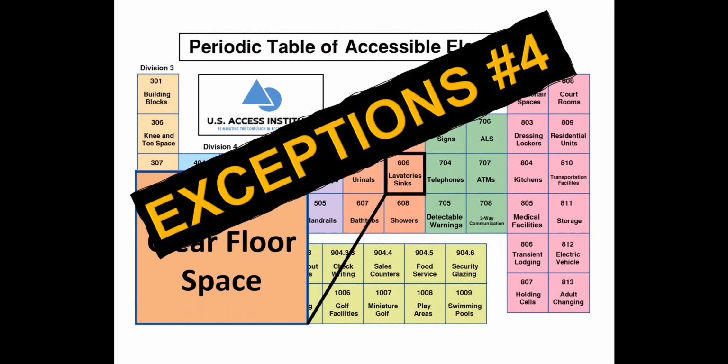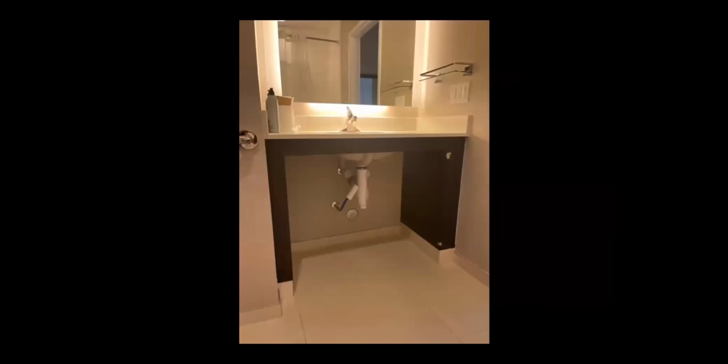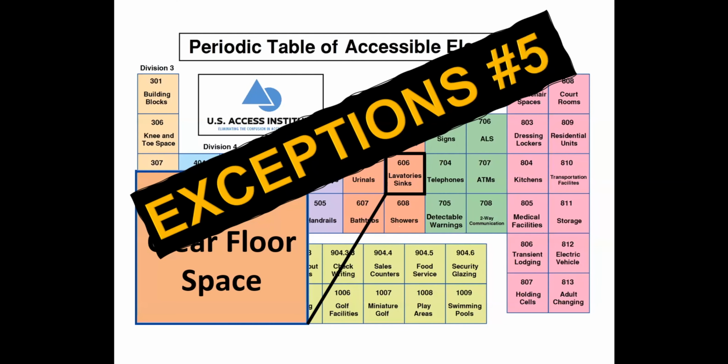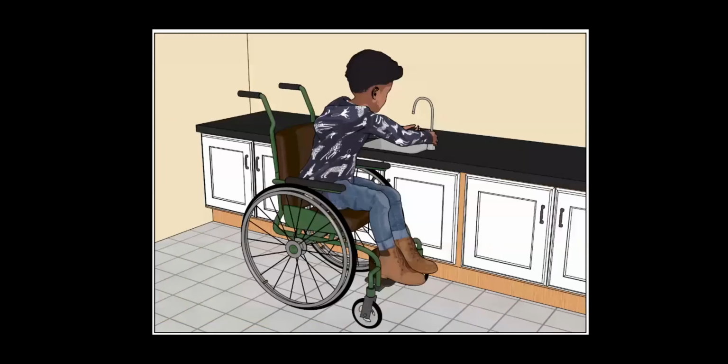Exception number 4 provides for smaller dimensions at lavatories and sinks used primarily by children 6 through 12 years of age. A knee clearance of 24 inches instead of 27 inches minimum above the finished floor is permitted where the rim or counter surface is 31 inches maximum above the floor. And exception number 5 is an exception in situations where the sink or lavatory is used primarily by children 5 years and younger. In these situations, a parallel approach is allowed.